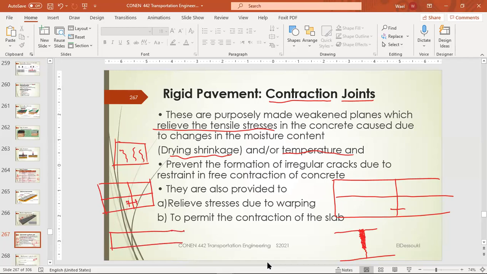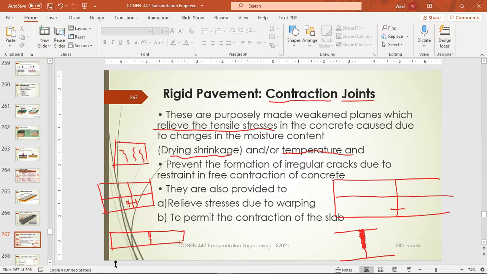So that's a cross section. Okay, we make a groove here. These grooves will make this section weak. So if there are any cracks, they are going to start here.